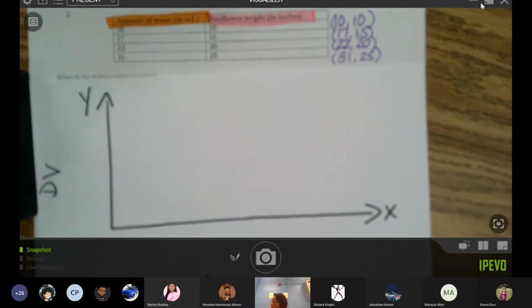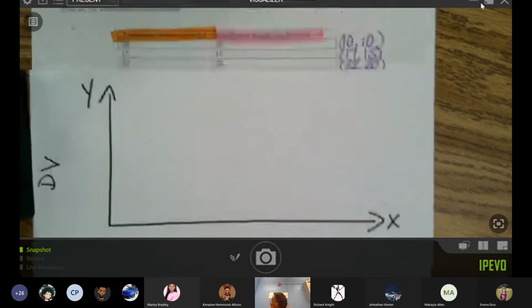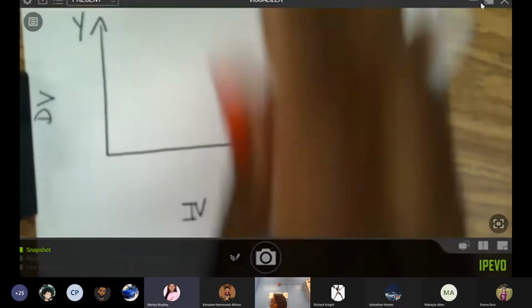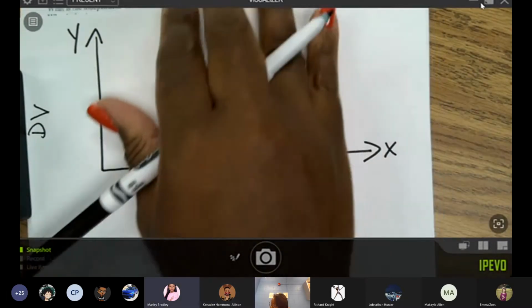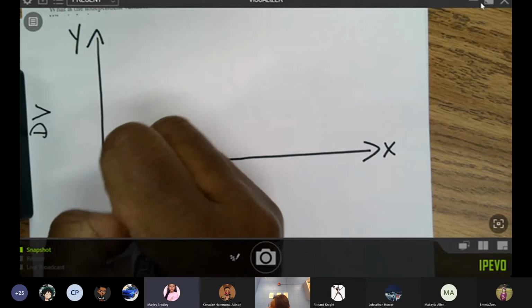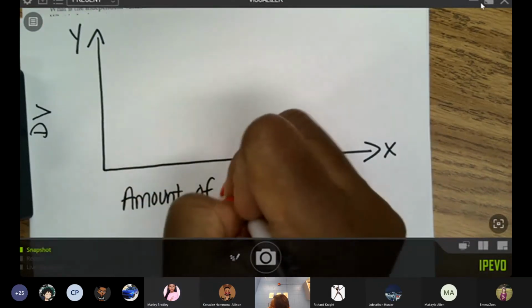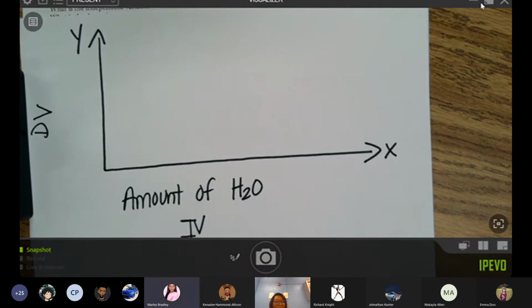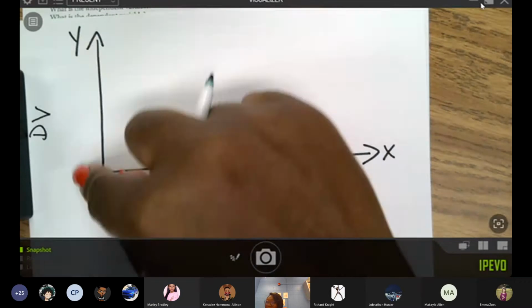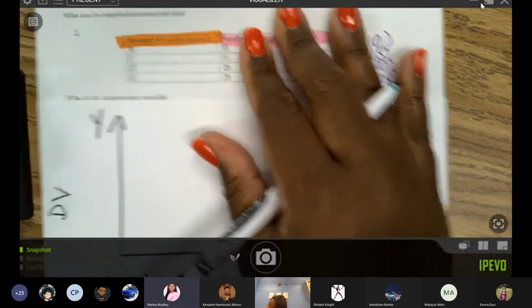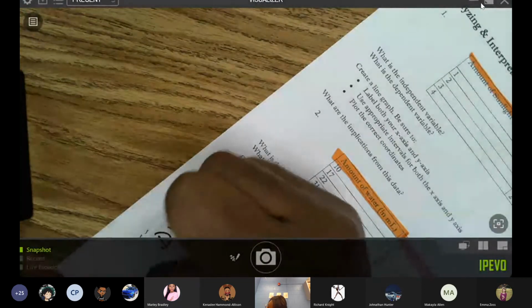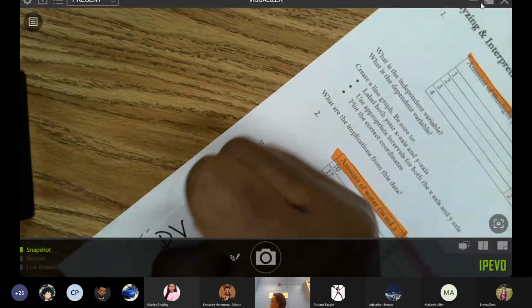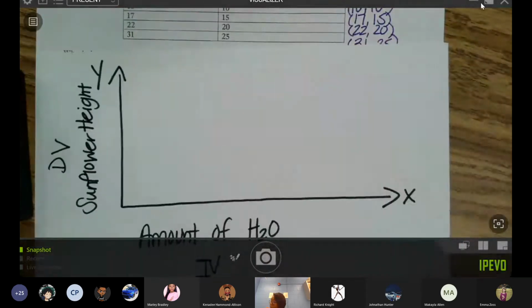Someone unmute themselves and tell me, what should I name my x-axis? What should I label it as? Amount of water. Oh, look at Miss Neville using that chemical abbreviation. And what should I name my y-axis? Sunflower's height. Yeah, sunflower height.